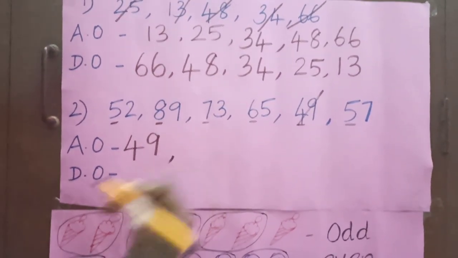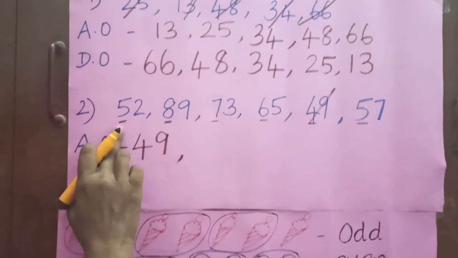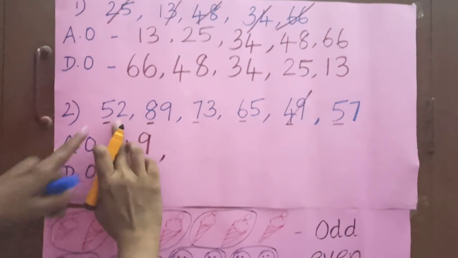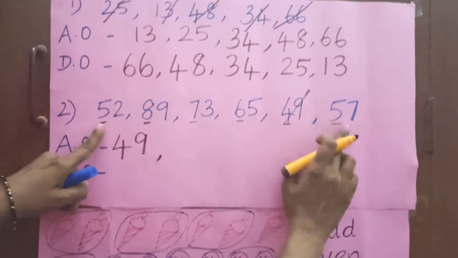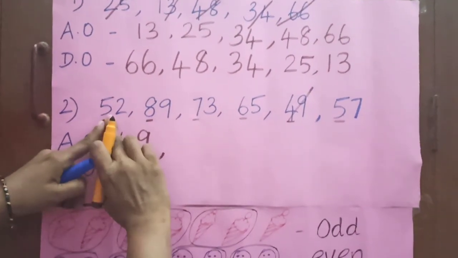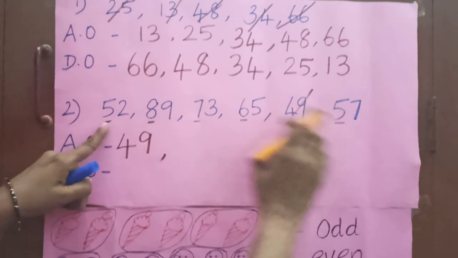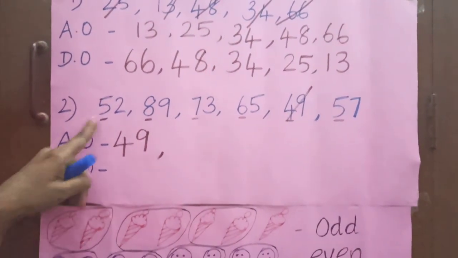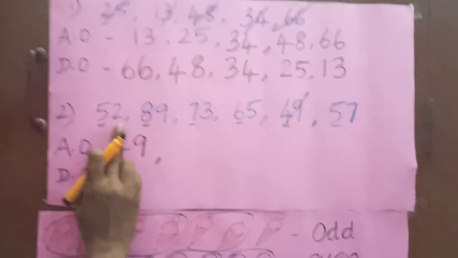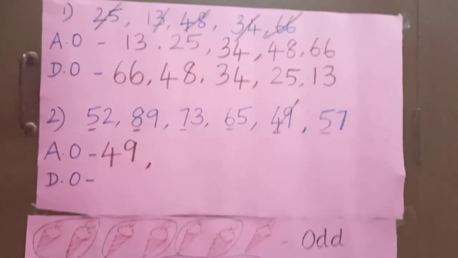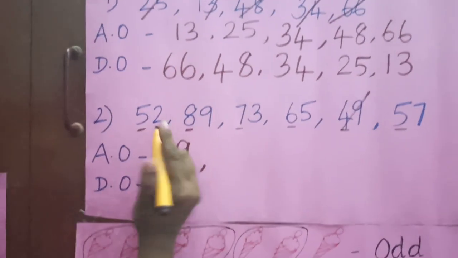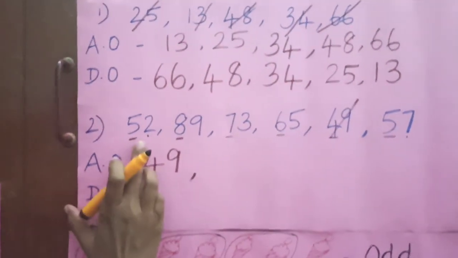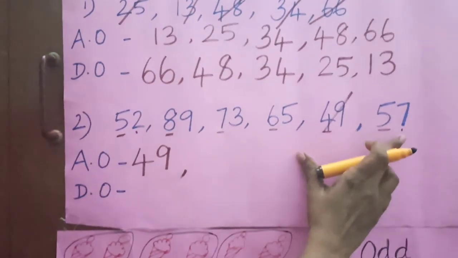Next, see the tens place. Here also 5, here also 5. So both the numbers have the same digit in the tens place. 5 is there. So in this condition, we have to look at the ones place also. See the ones place here. This is 2. This is 7. So 2 is smaller than 7.